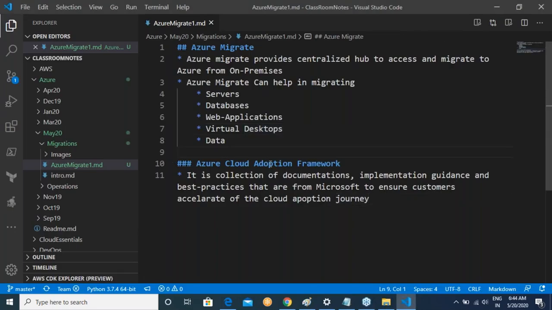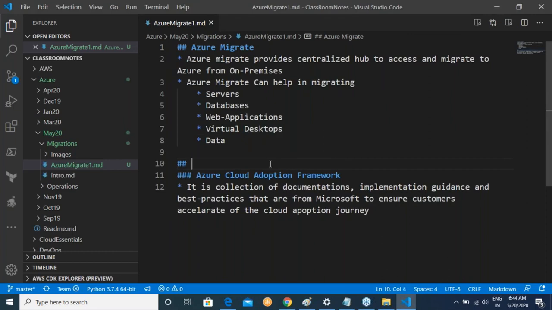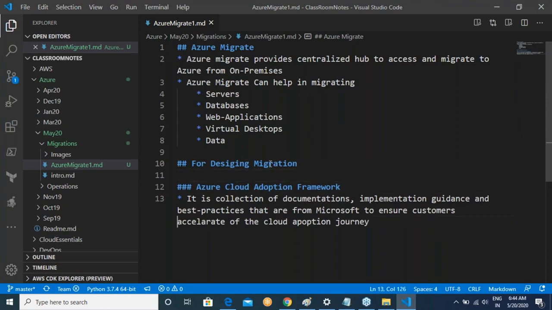For designing migration, there is one more popular thing called the 6 Rs of migration. Whenever you are migrating, there are six of them which you need to look into.